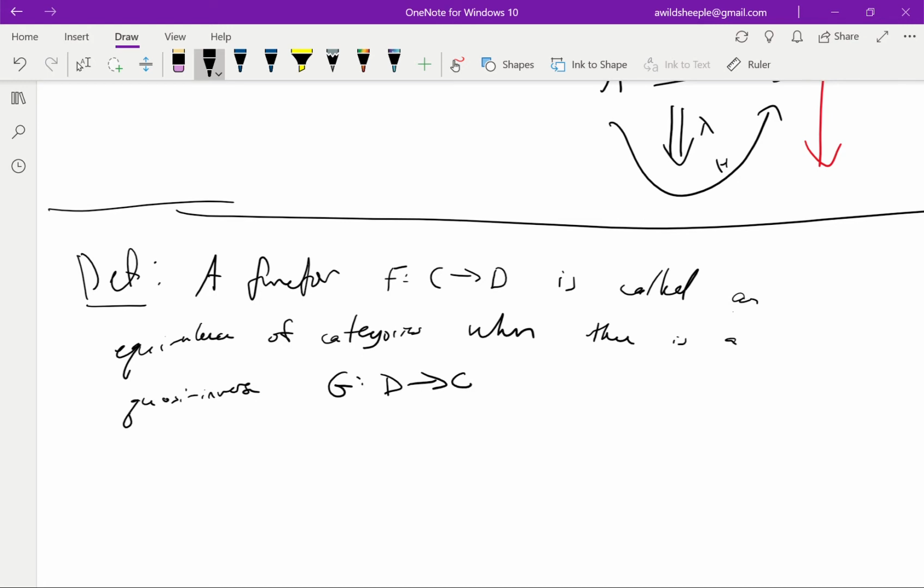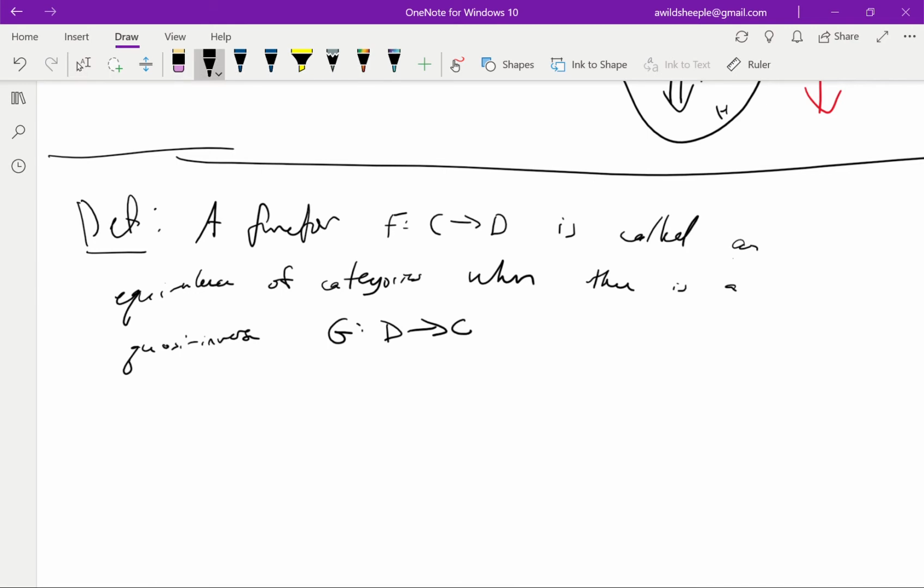And what that means is that there is a natural isomorphism from G composed with F, let's see, which way does this run? I need to call this natural isomorphism maybe alpha. F goes C to D, and G goes backwards. So what we want is a natural isomorphism from G composed with F to the identity on C, and then similarly in the reverse direction to the identity on D. And like I said, in this situation, we call these F and G quasi-inverses.